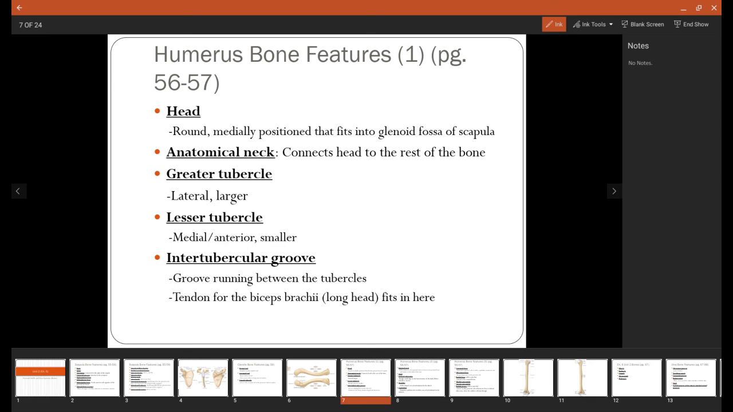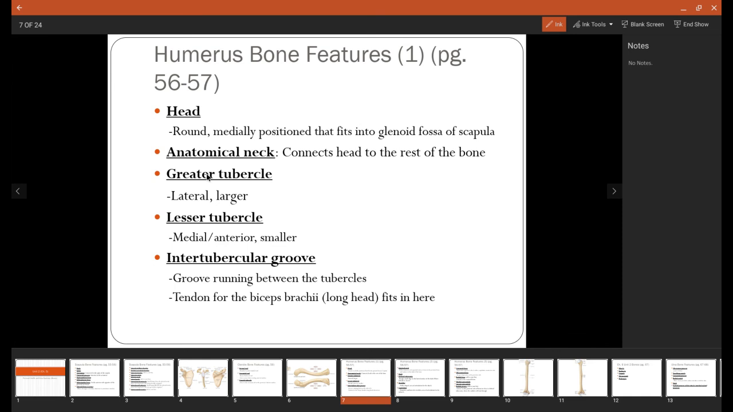We're also going to have the anatomical neck, which is our first neck. There will be two necks on the humerus. The anatomical neck is going to be the smaller neck, and it's found just between the head and the rest of the bone, because what it's doing is connecting the head to the bone itself. It's called the anatomical neck.